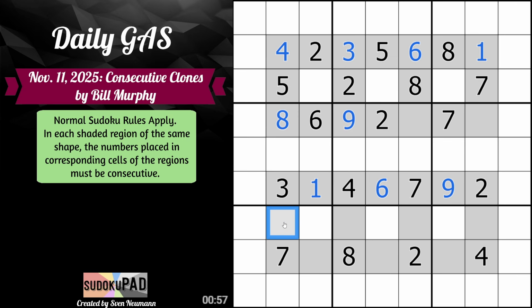7 doesn't do it. Here maybe 5 can't be 4, so it must be 6. Let's actually do this real quick since we're here. 6 is going to be 5, because it can't be 8. Or 7, I mean. 2 is going to be 1, because it can't be 3. 2 is going to be 3, because it can't be 1. 8 is going to be 9. 7 is going to be 6. And this 7 can't be 6, so it must be 8.